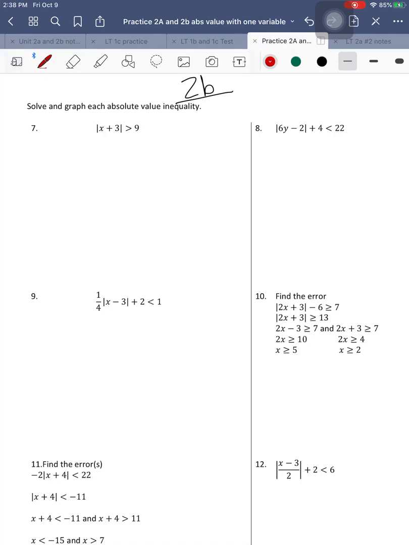Okay, looking at 2B practice. So here there's a couple little differences, but not a whole lot. You first isolate the absolute value. It's isolated in number 7. So then we're going to split it up into 2 problems like we did before.